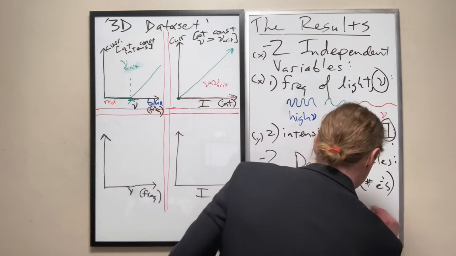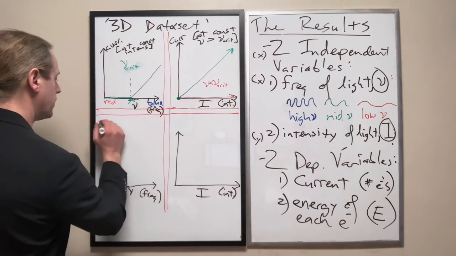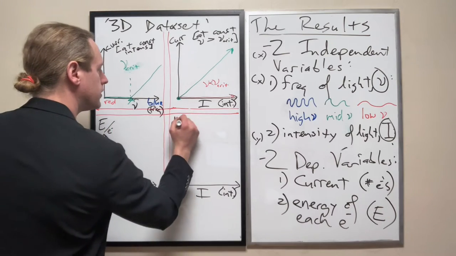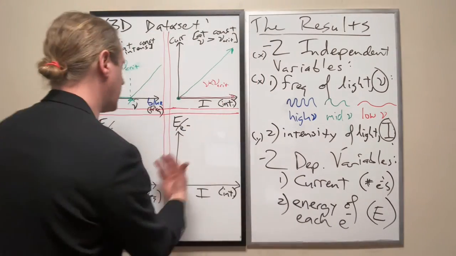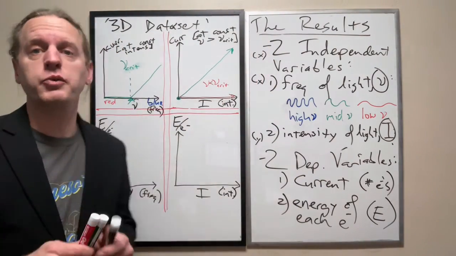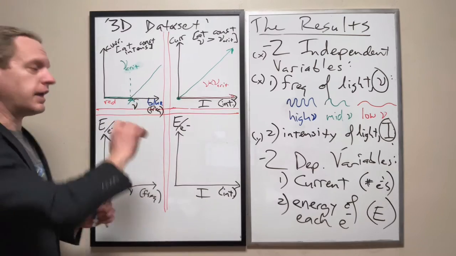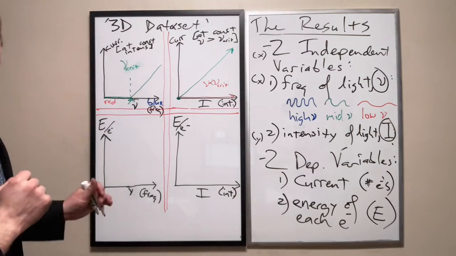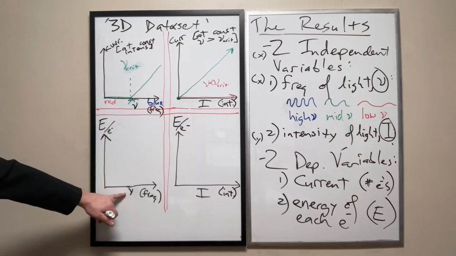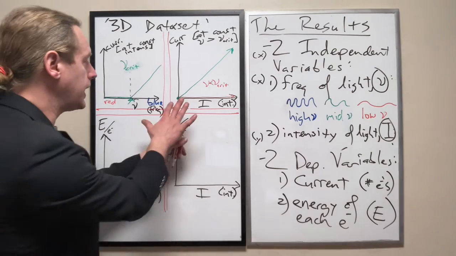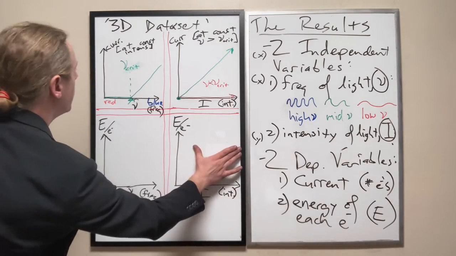So we'll call that E. That's what we're going to do here: E per electron. Now, these are going to be in small magnitudes, and again, I'm not drawing the numbers exactly, but here are the results we get. First of all, let's take a minute here. If you have any predictions on how the energy will respond to the frequency of light, and how the energy of the electron will respond to the intensity of light, pencil in what you think the results are going to be, and I'll be back in a second.